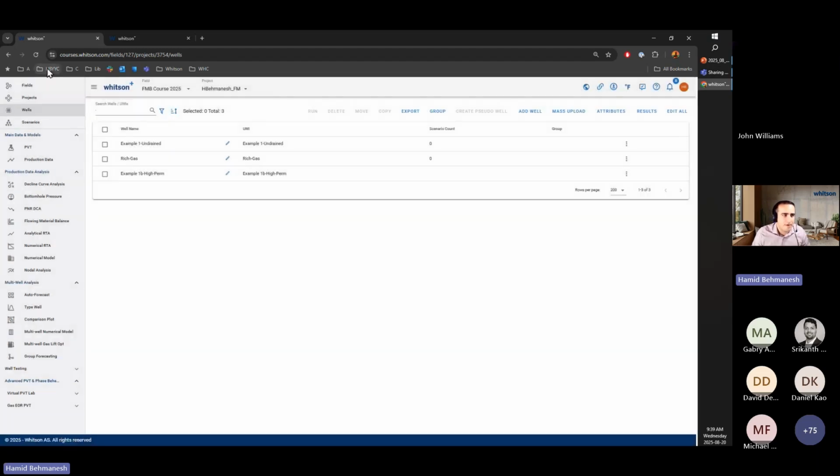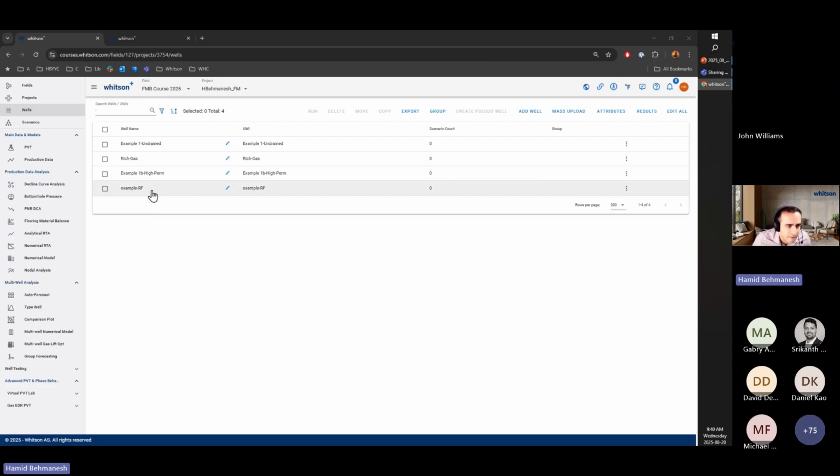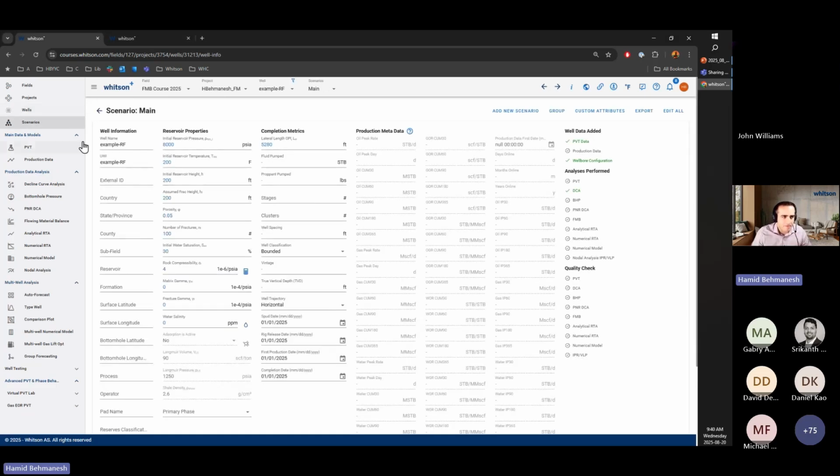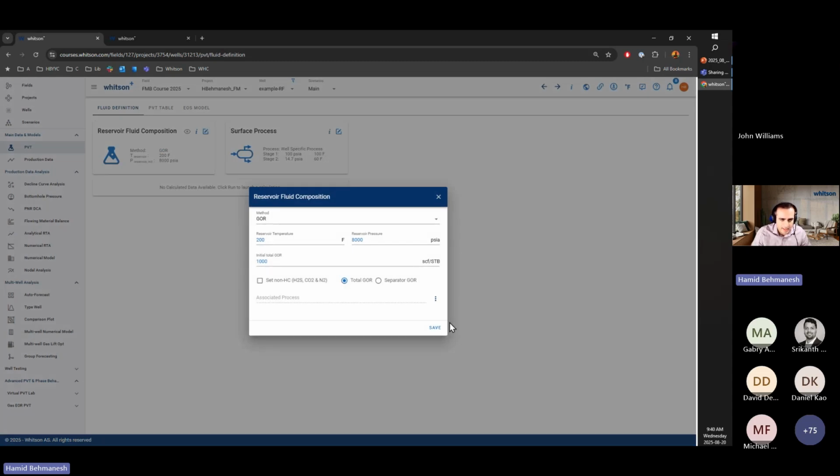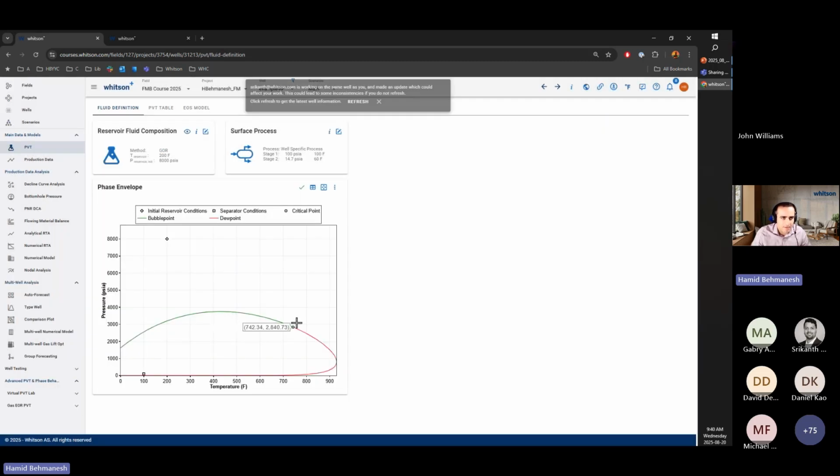In this case, I have to refresh my page. Example recovery factor. For the PVT, the scenario, and the information for the well and reservoir, keep everything defaulted. In the PVT, click on edit and save. And this is my default PVT.